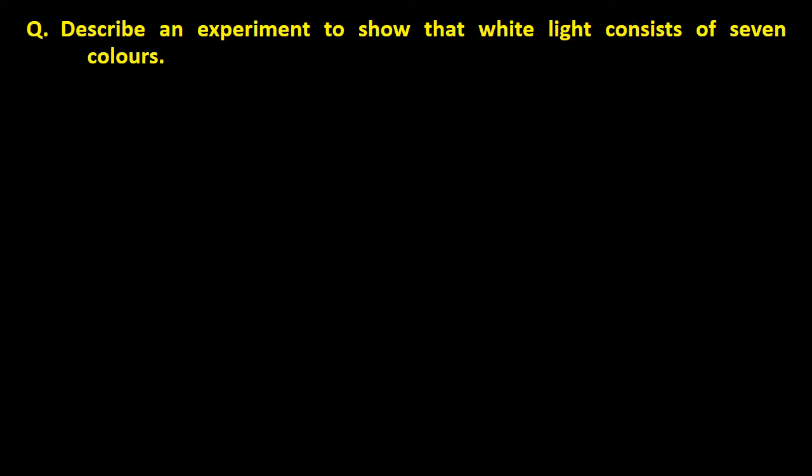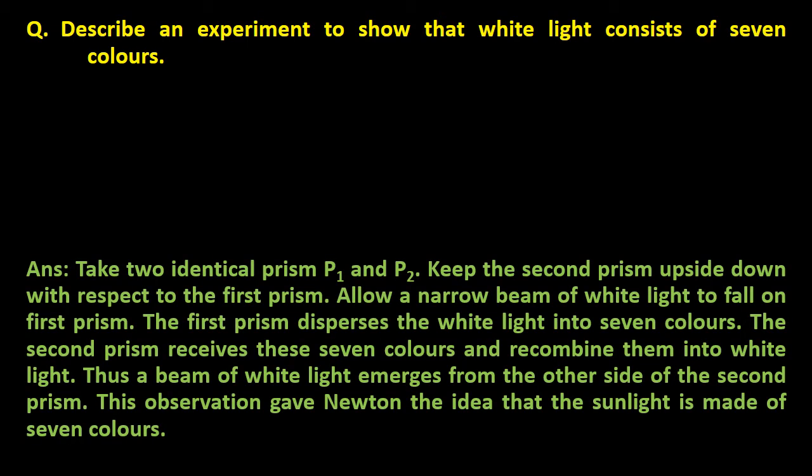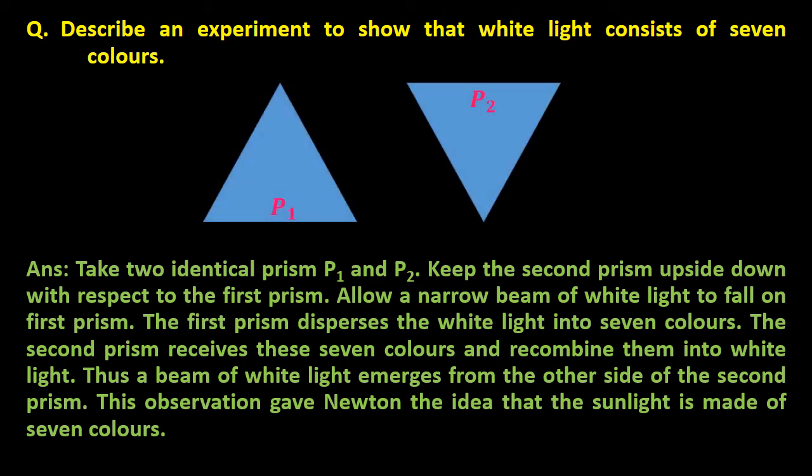Now the next question is, describe an experiment to show that white light consists of 7 colors. So how can we prove that white light consists of 7 colors? Through an experiment we need to describe. Take two identical prisms P1 and P2. We need to take two prisms P1 and P2 such that the second prism is kept upside down with respect to the first prism.